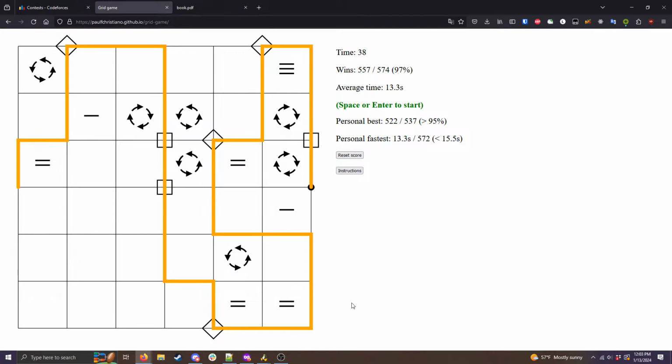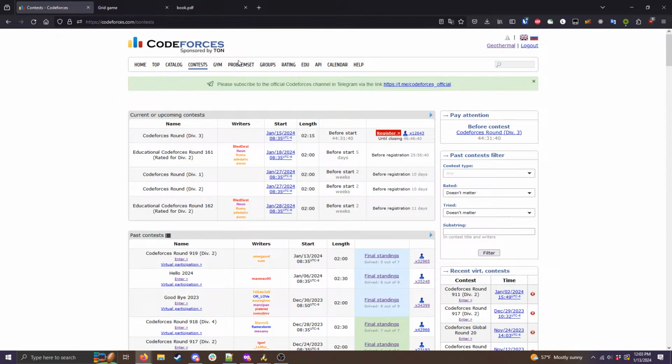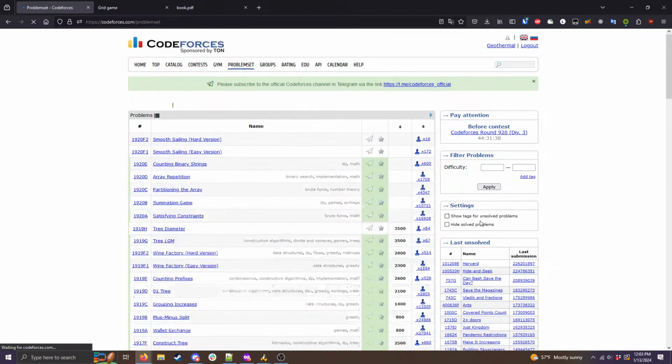Stefan asks how to find good problems to practice. I think just filtering the Codeforces problem set by rating is what I'll usually do.